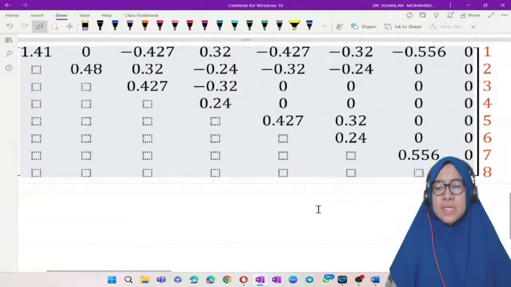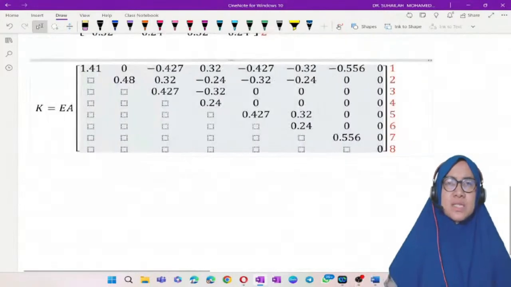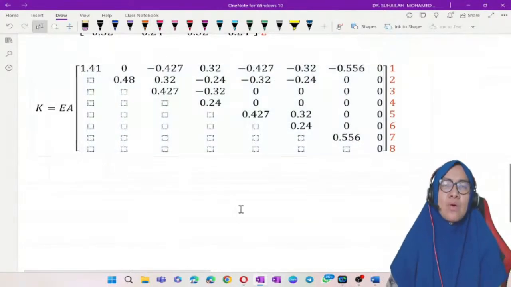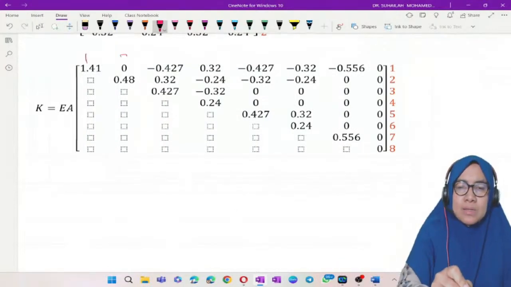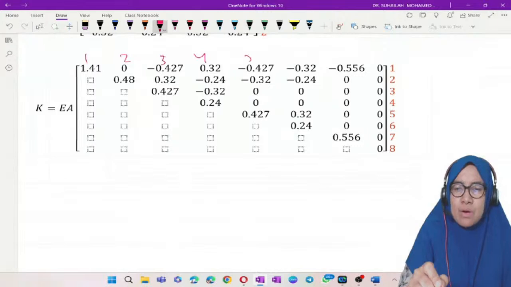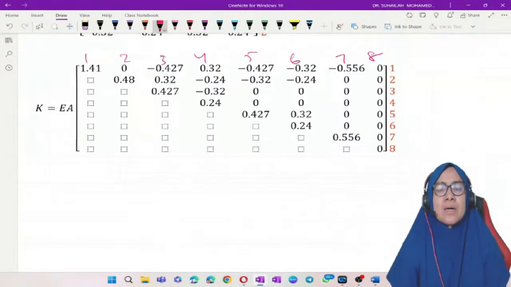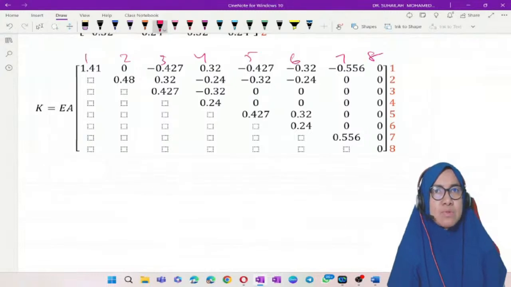Okay, so this is the matrix. This is what we call the structure stiffness matrix. It is written in order, from 1 to 8. So we label 1, 2, 3, 4, 5, 6, 7, 8 for the columns and for the rows. Okay, so it is in terms of EA.